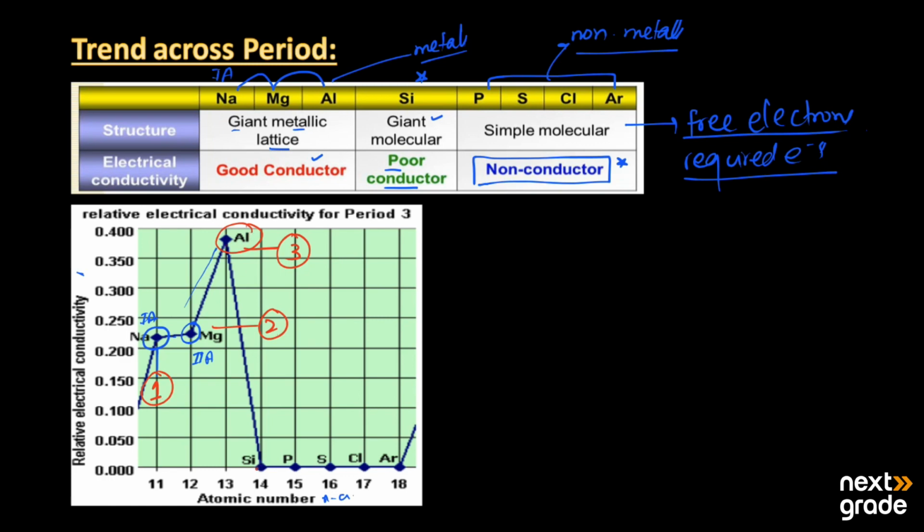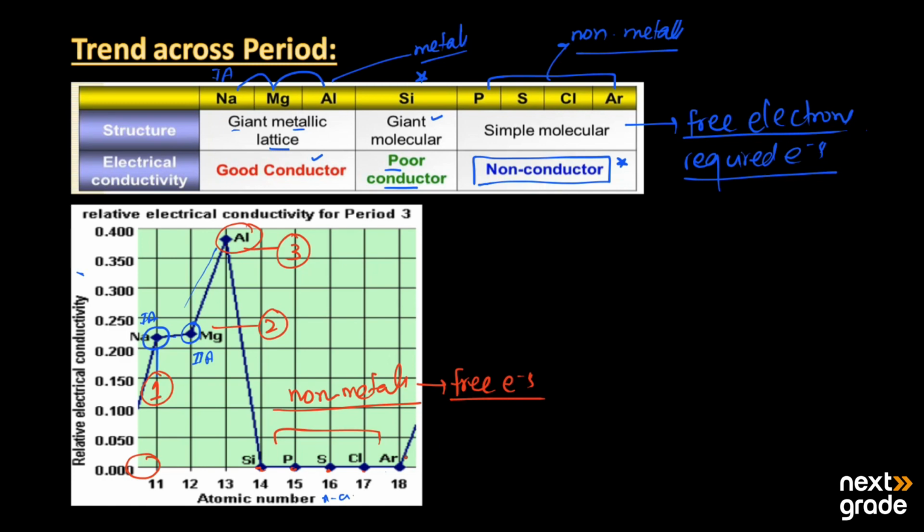And then moving down, silicon, phosphorus, sulfur, chlorine, and argon. All these are non-metals and they are non-conductors of electricity. That's why their electrical conductivity is almost zero. The reason is that they do not have free electrons.